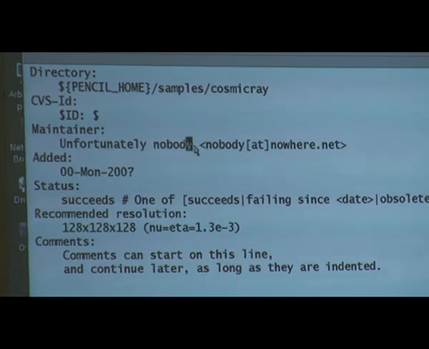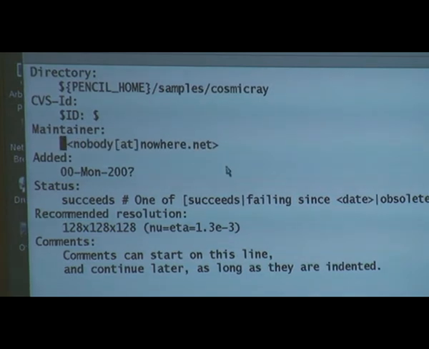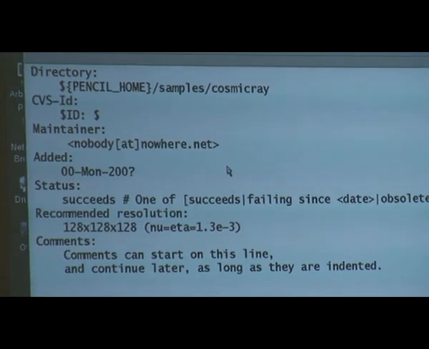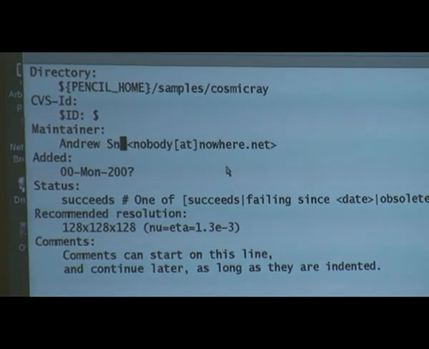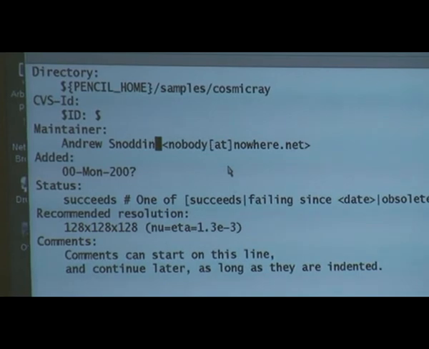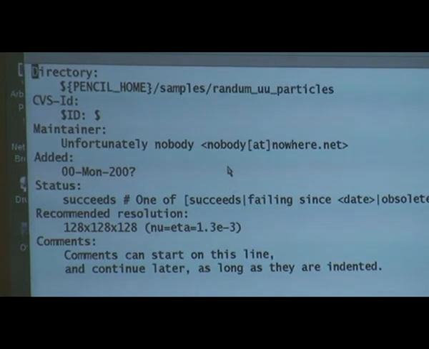Cosmic ray. What was that? Who was that again? That was both me and Snodden. Andrew Snodden. You can put Andrew Snodden there first. We can fill up. Okay. Random EU particle. It's been a while, yes. I'll do that.